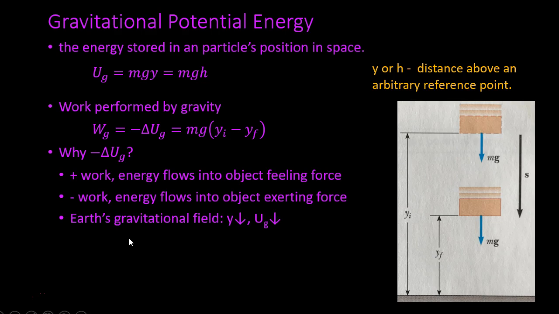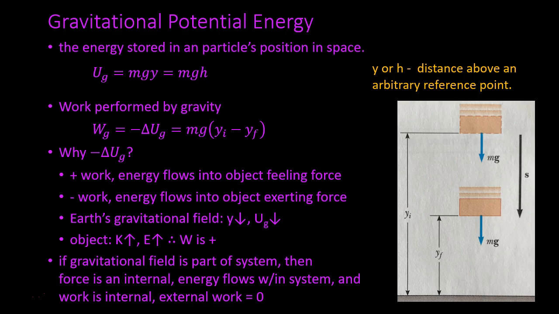So looking at this example, from Earth's gravitational field's perspective, as the block's position decreases and gets closer to the floor, the energy stored in the gravitational field, the potential energy, is decreasing. And from the block's perspective, as it's falling towards the floor, its speed is going to increase, so its kinetic energy is increasing, and that means its mechanical energy is increasing. Hence, work is positive because energy is flowing into the object feeling the force of gravity.